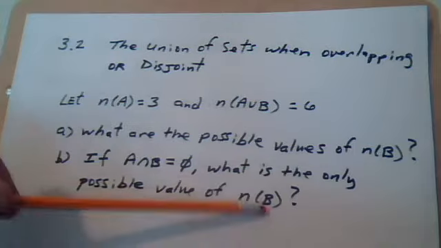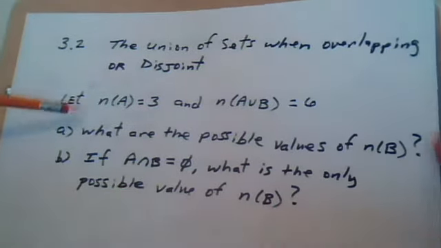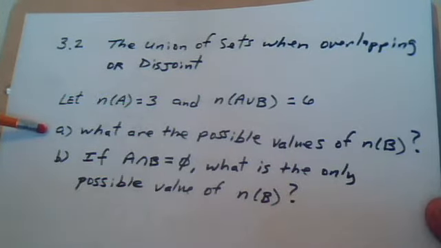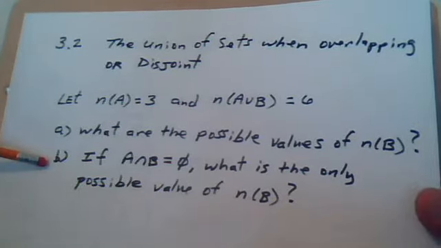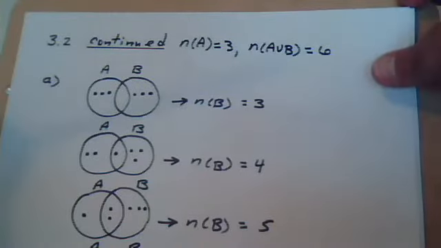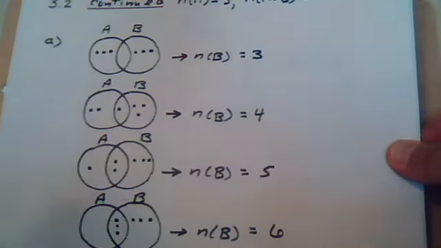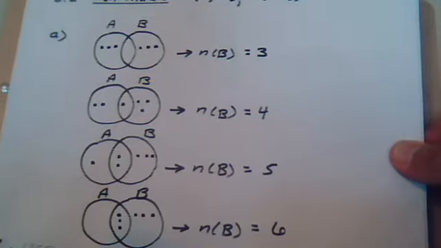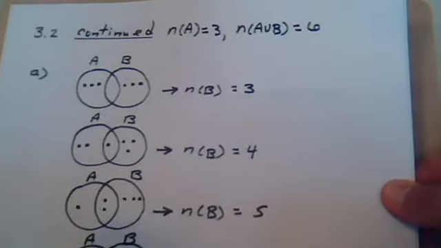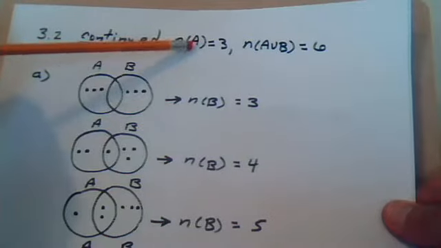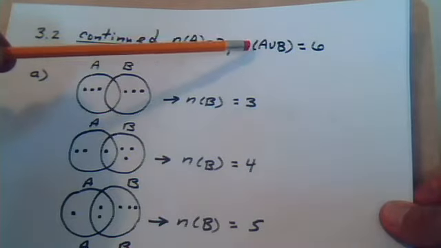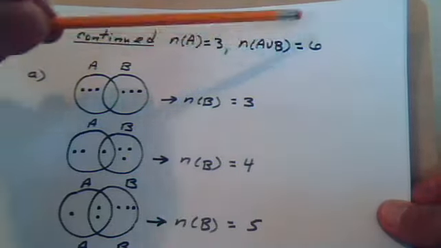of members in B? So in the A case, the sets are going to be overlapping, and in the B case, the sets are not going to be overlapping. So let's do the A. There are 4 different ways you could draw the diagram, but in each case, regardless, the number of members in A should be 3, and the number of members of A union with B should be 6.